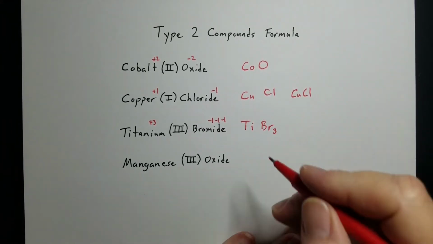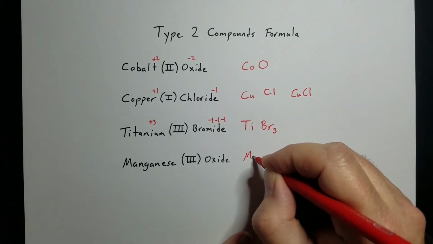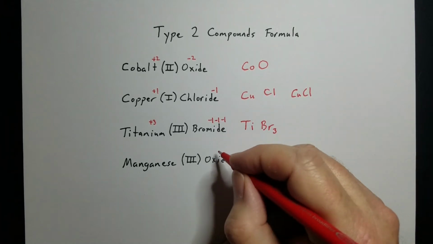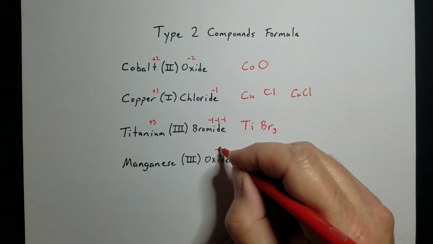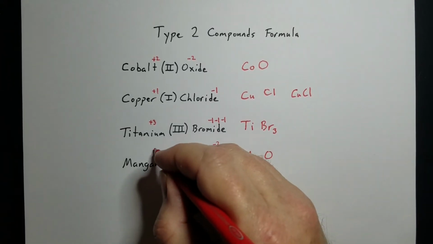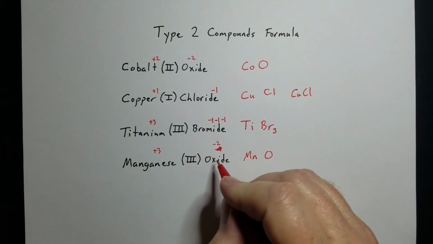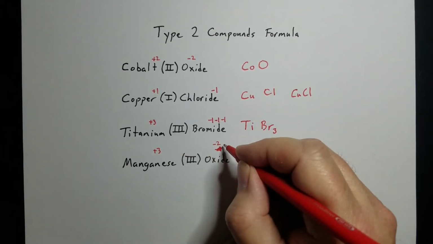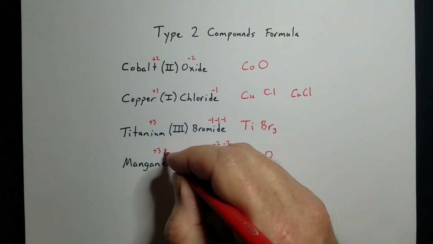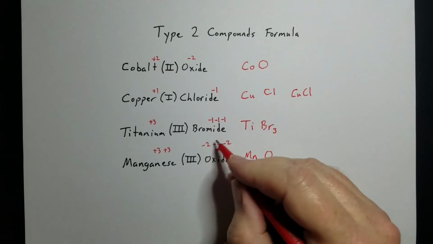Manganese, so that's Mn, oxide, O. Oxygen is a -2. Let me write that better, -2. Manganese is a +3. Okay, we need to make sure they add up to 0. So if we get another of those, we still are not. That's +6, -6.